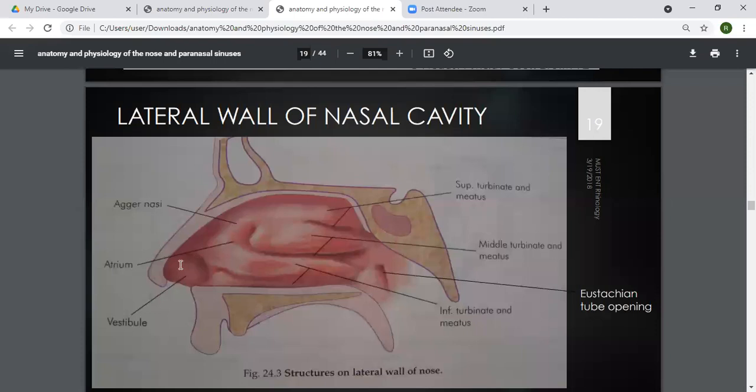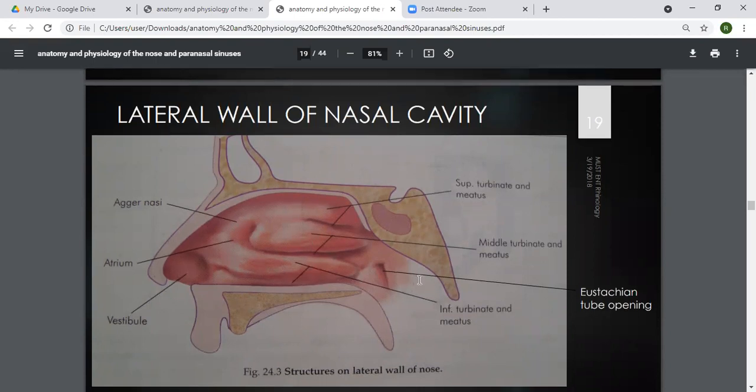And this area here, which is corresponding to the ala of the nose, is what we call the vestibule. It's what we described earlier as having the vibrissae in the nasal cavity. So these turbinates have what we call the meatus. This is an area that is lateral to the turbinate. So the space between the turbinate and the wall of the nose is what we call the meatus. So corresponding to the turbinates, we have the meatus. So we have the inferior meatus, the middle meatus, and the superior meatus.